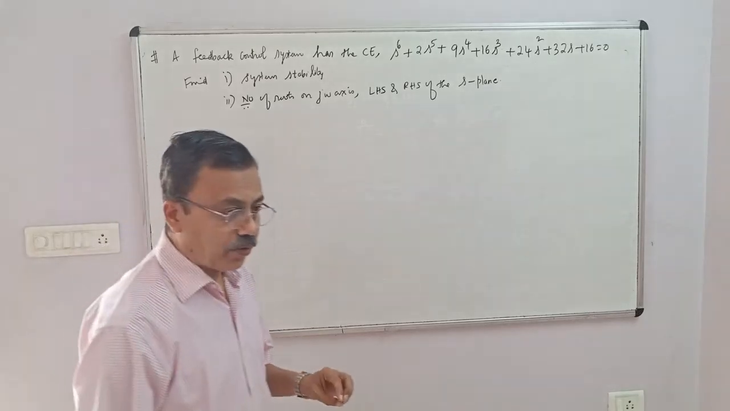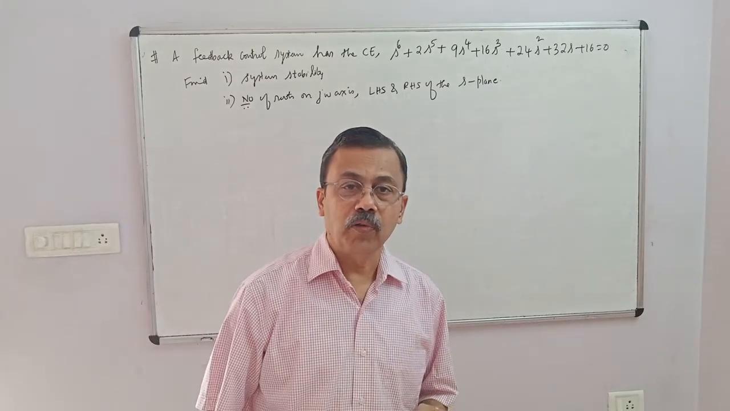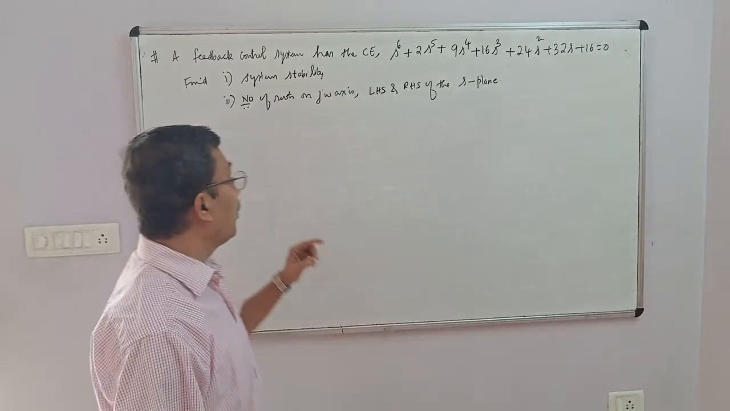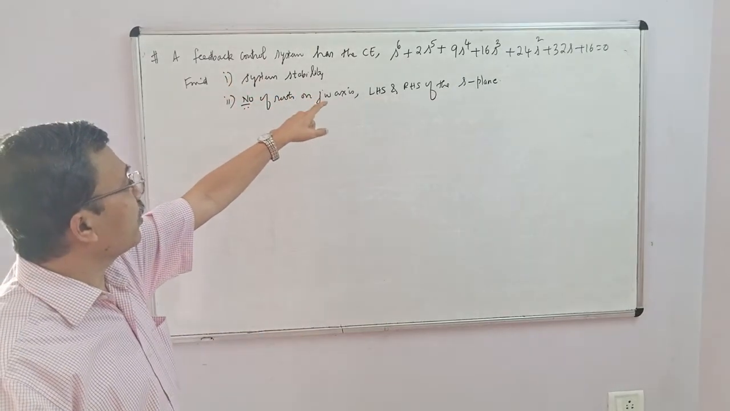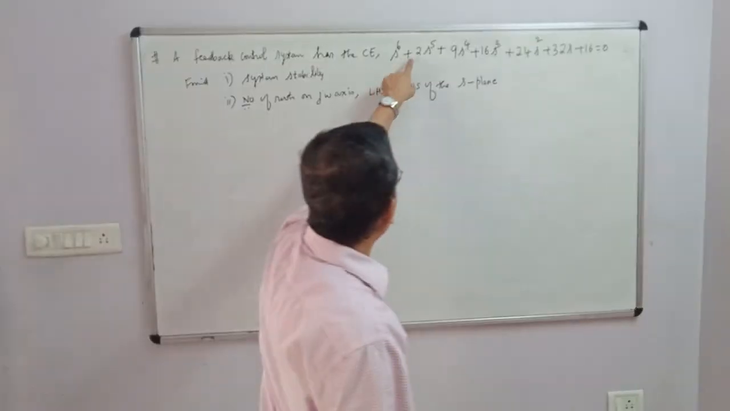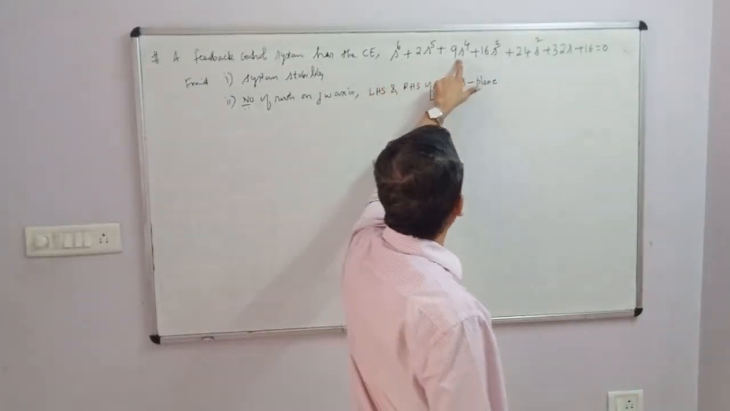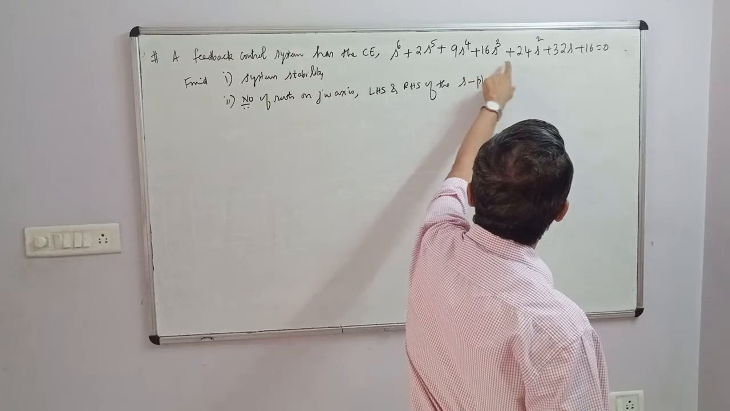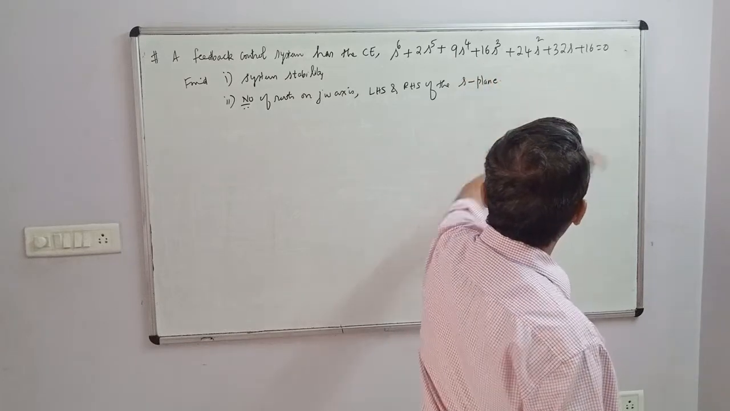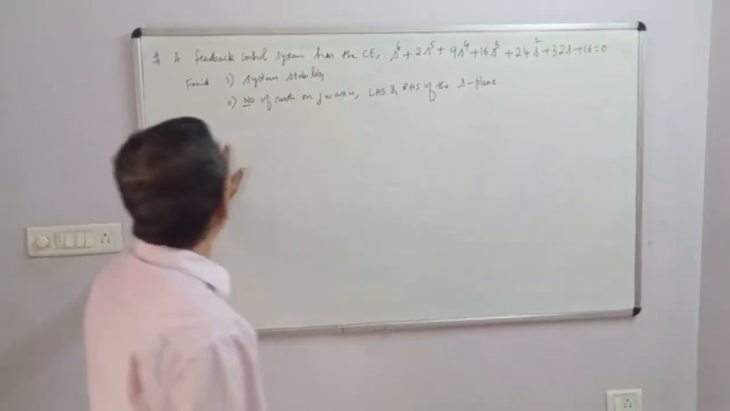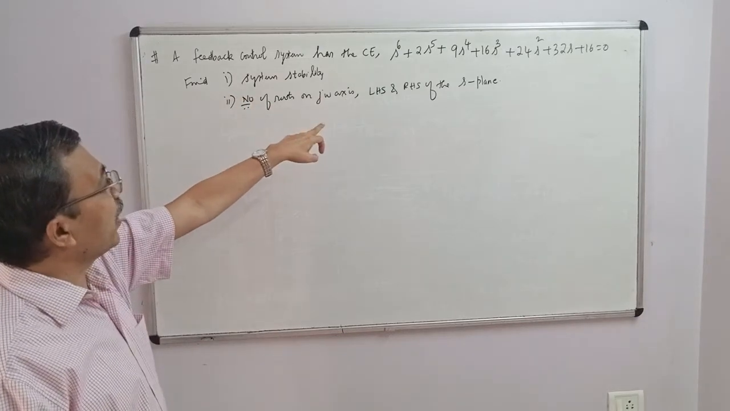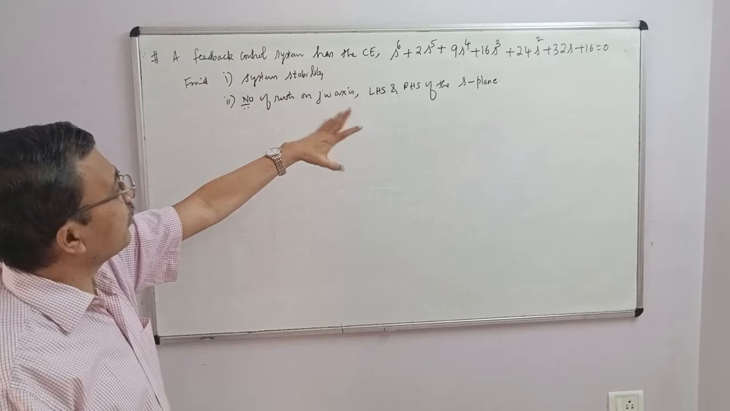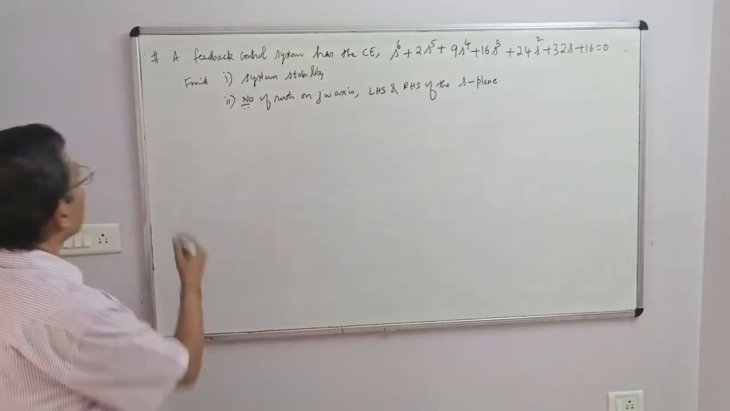We shall do some reinforcement problems on module 4. So the first problem is on RH criterion. A feedback control system has the characteristic equation s to the power 6 plus 2s to the power 5 plus 9s to the power 4 plus 16s cube plus 24s square plus 32s plus 16 equal to 0. Find 1. System stability. 2. Number of roots on j omega axis, LHS and RHS of the S plane.